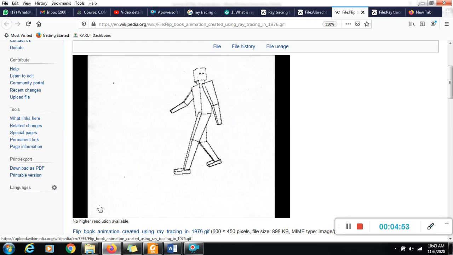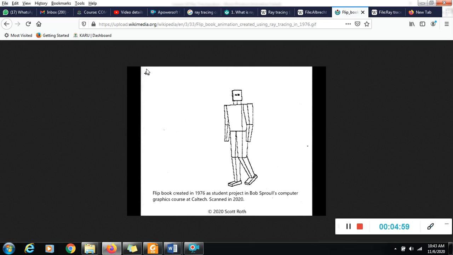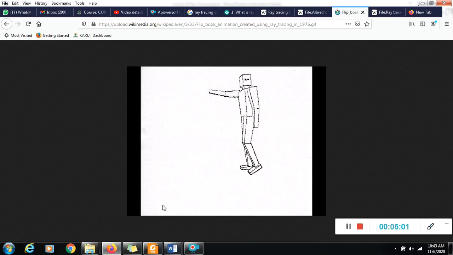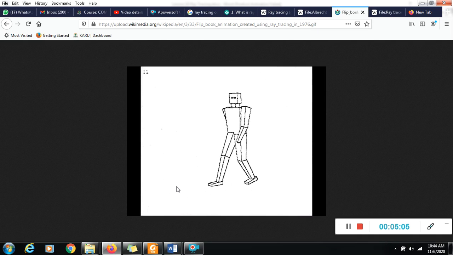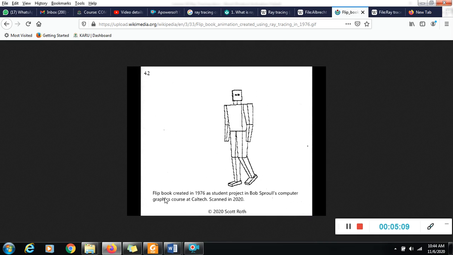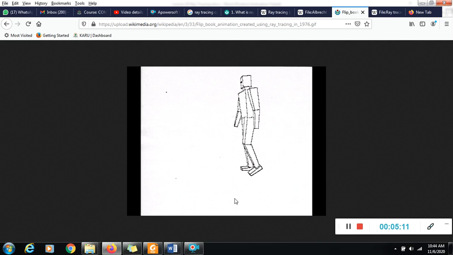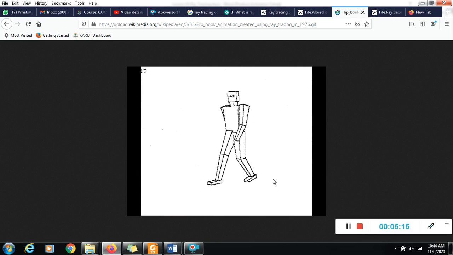If you observe closely, you'll discover that these are different pages moving very fast. 34, 39, 42, up to 42. 1 up to 42 is creating the effect we are seeing of this human being moving. You can see that. Look at the numbers changing here. So this is animation, a flip book that was created in 1976. It is from these efforts that today we have computer graphics.